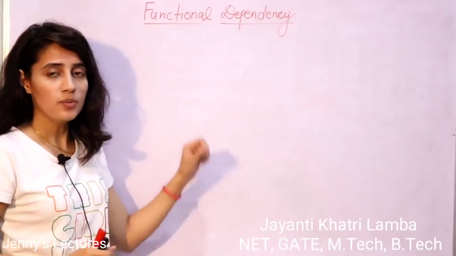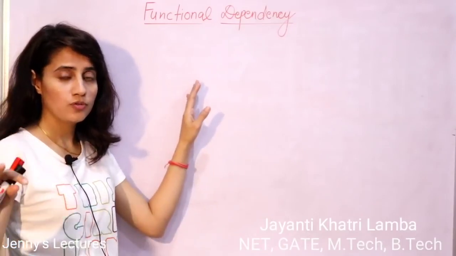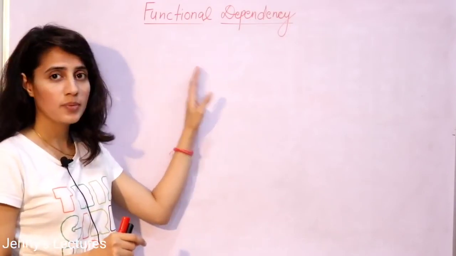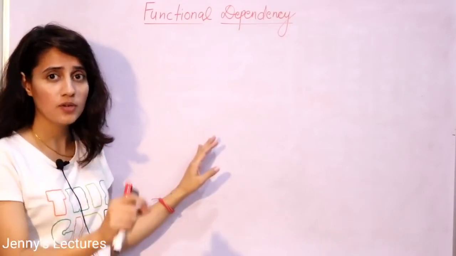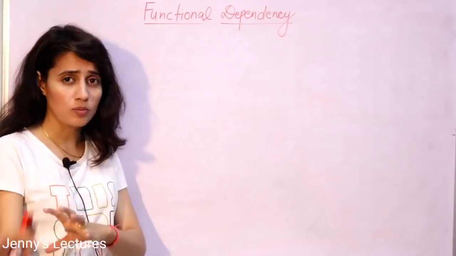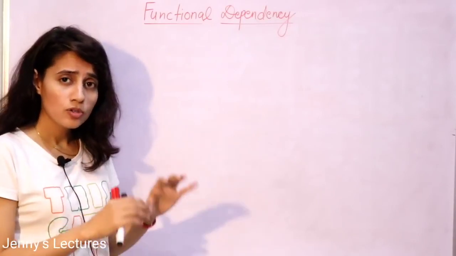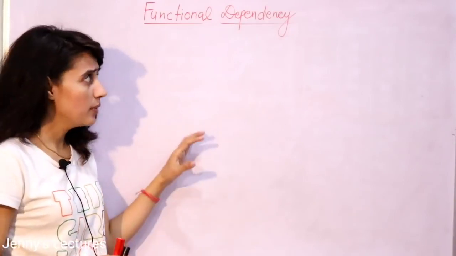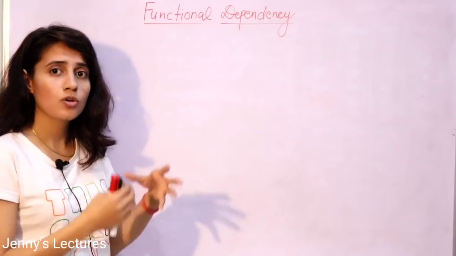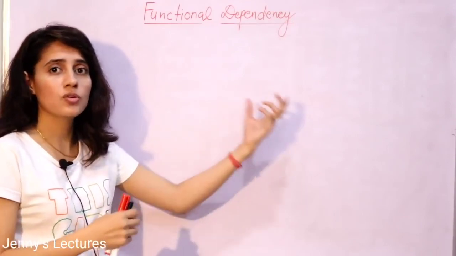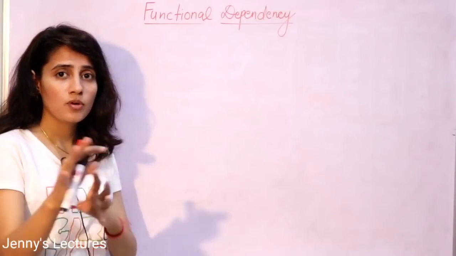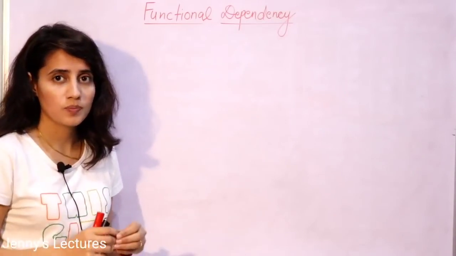See, this is a very important topic from the point of view of normalization. If you get the basics of functional dependency very well, then you can easily get the normalization concept, all the normal forms. If you don't know what functional dependency is, how to check whether this is a functional dependency or not, or how to write down the functional dependency of a table, then you will never get the concept of normalization or the normal forms, right?